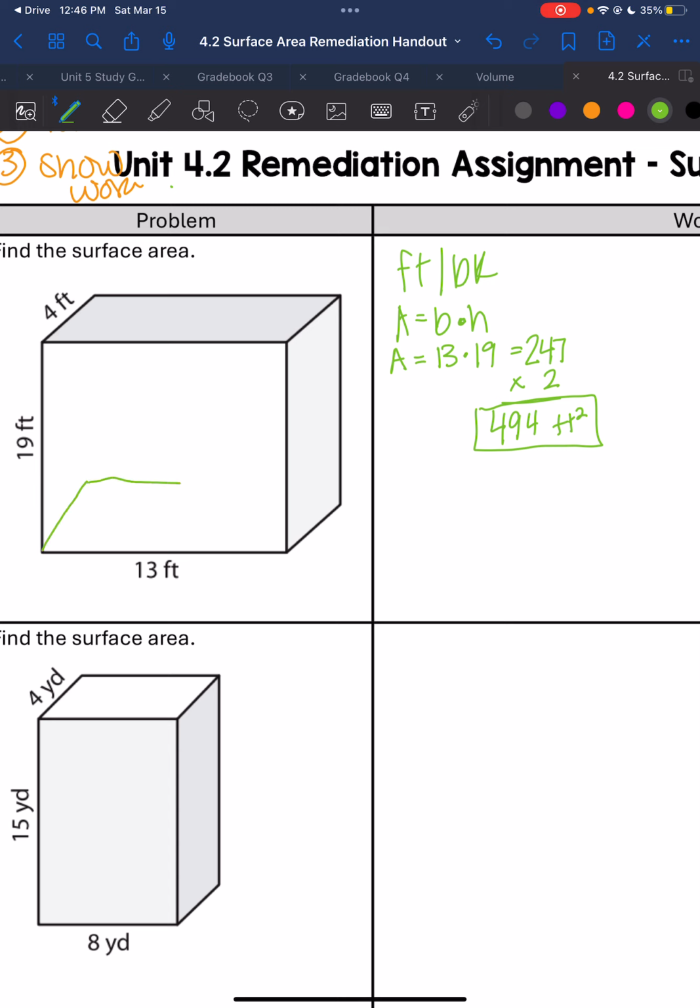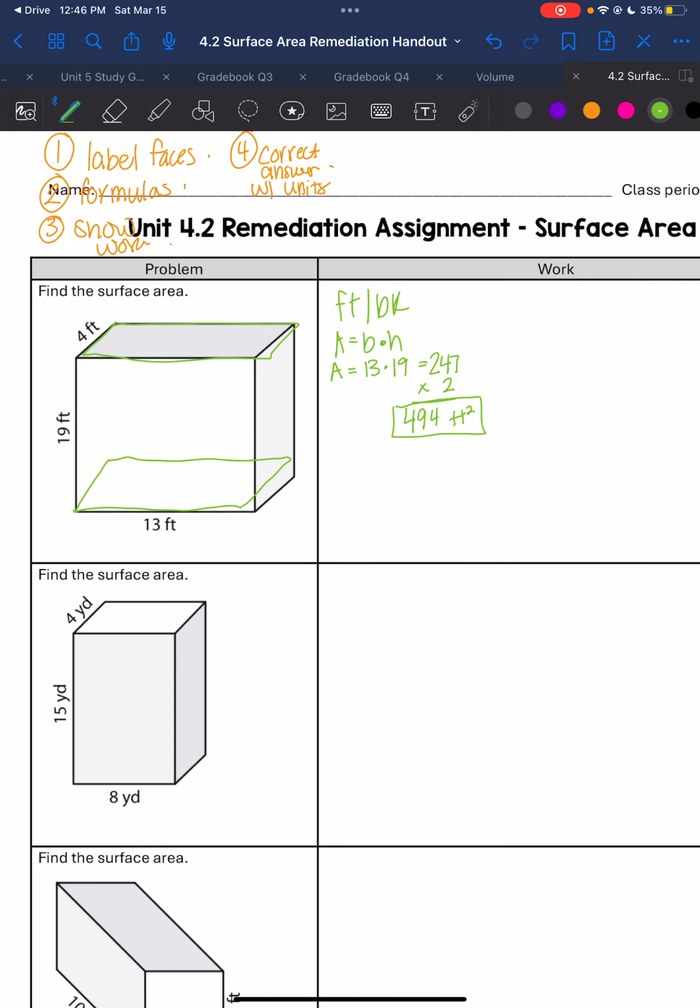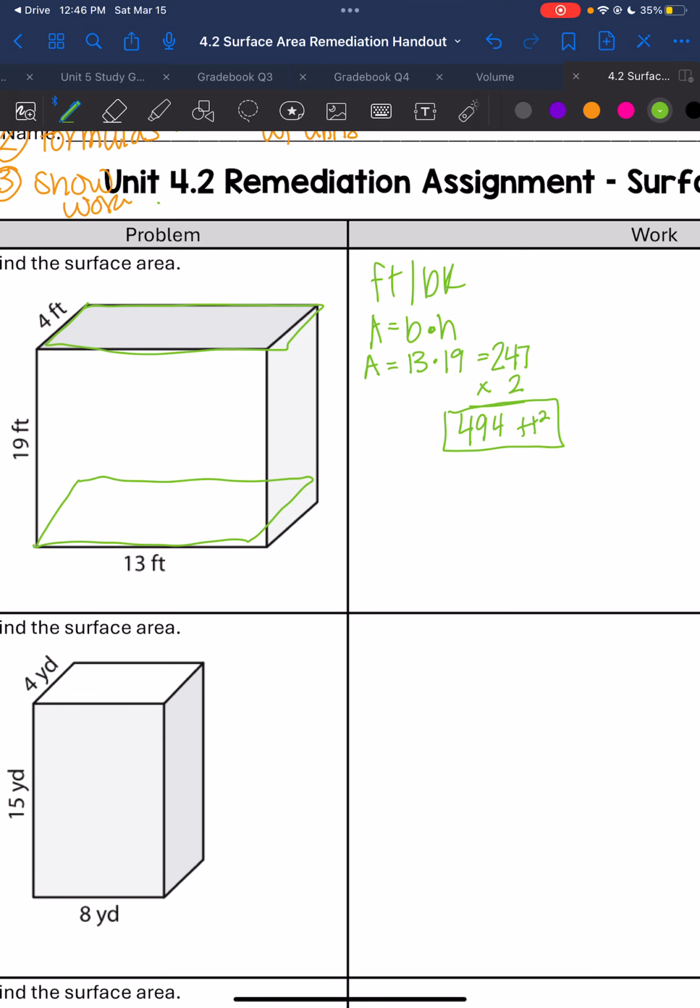Next, I'm going to find my top and my bottom. Again, my top and my bottom are the same exact shape. So I'm going to write top and bottom, and this is what counts as labeling your faces. You need to be able to tell me or show your teachers what part of the shape you're finding.